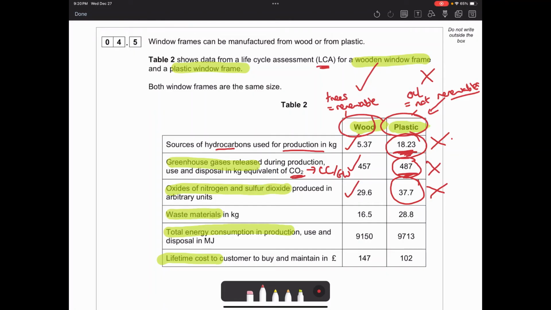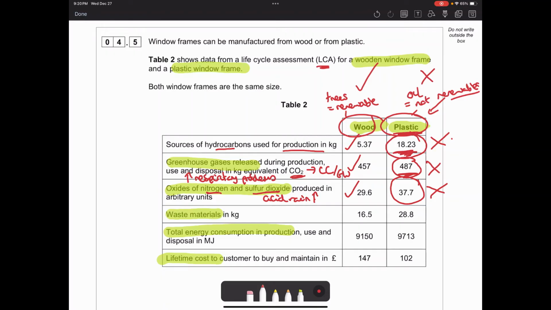Now, oxides of nitrogen and sulfur dioxide. These are two of the pollutants you need to know about. Oxides of nitrogen cause respiratory problems. Sulfur dioxide causes acid rain. So I could be making the point that plastic window frames cause more acid rain and more respiratory problems than the manufacture of wood window frames.